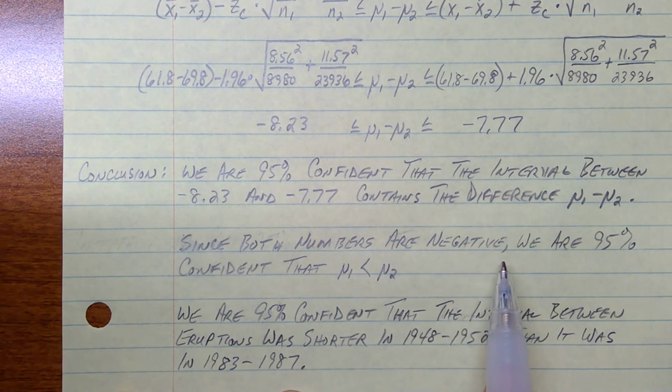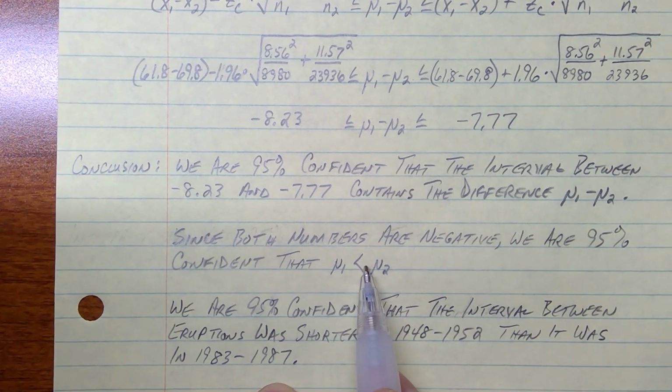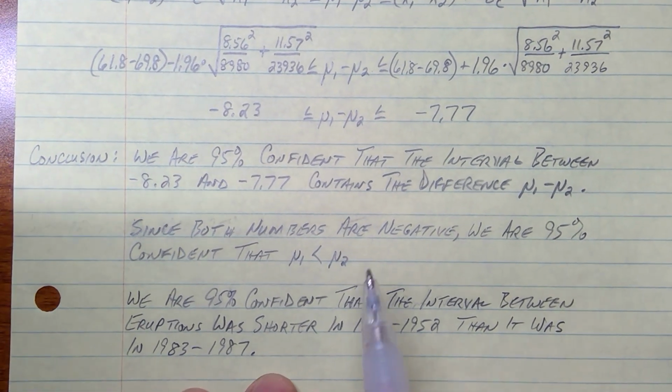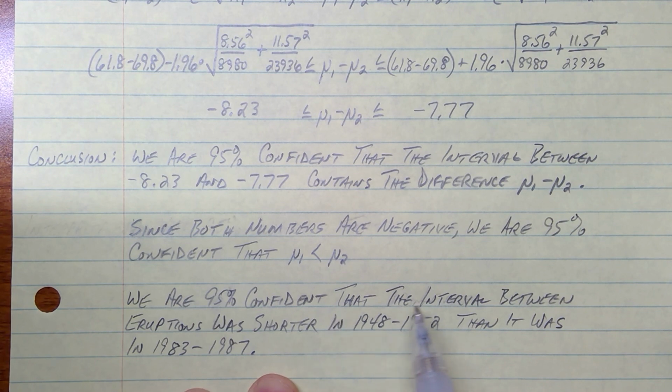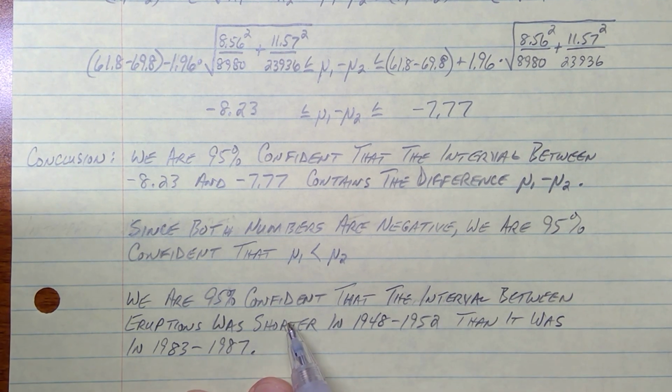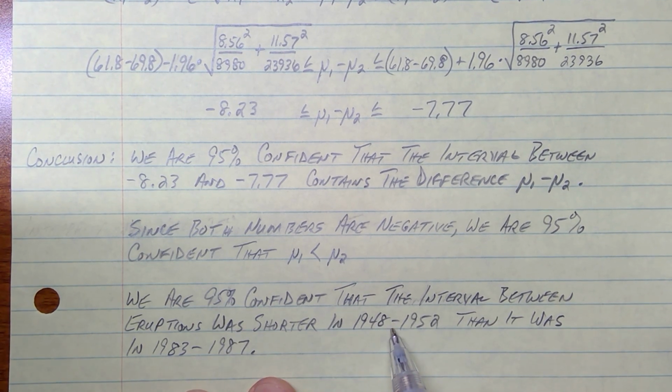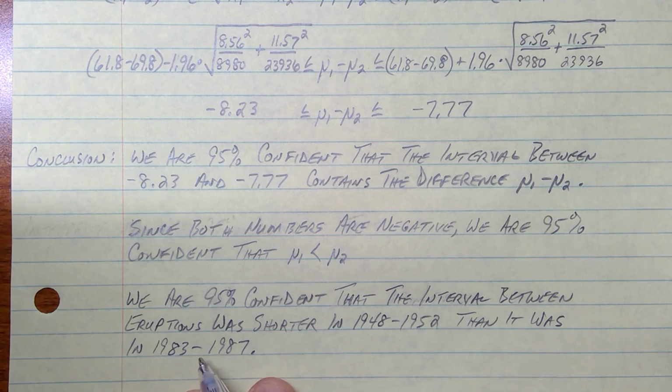Now, since both numbers are negative, here's where we kind of interpret our conclusion. Since both numbers are negative, we're 95% confident that group 1 is significantly lower than group 2. And then we just kind of restate that, relating it back to the problem. We're 95% confident that the interval between eruptions was shorter in the older time period than it was in the more recent time period.